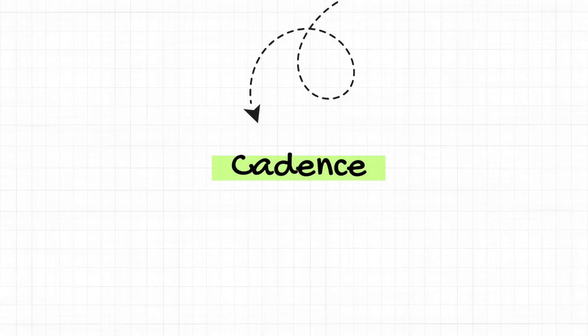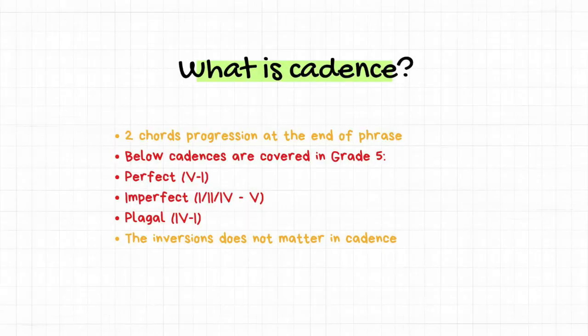You also have to learn about cadence. What is cadence? It's a 2 chords progression at the end of a phrase. The below cadences are covered in Grade 5. Perfect cadence, which is chord 5 to chord 1. Imperfect cadence, chord 1 or 2 or 4 to chord 5. And plagal cadence, 4 to 1. The inversions do not matter in cadence.